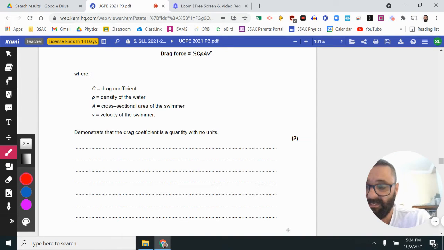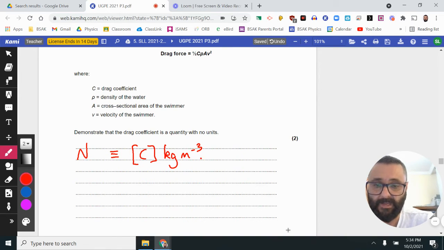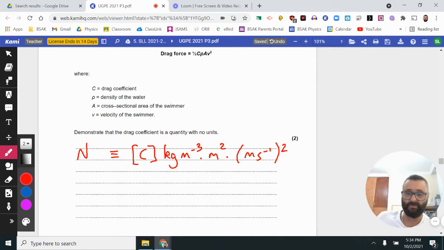Right, so force is newtons on the left. Okay, so that's going to be equivalent to, forget the half, units of drag coefficient. Right, we've got rho. Rho is density, so that's mass per unit volume. Okay, A is area. Area is m squared. V is speed, so that's going to be m s to the minus 1. Don't forget to square it.